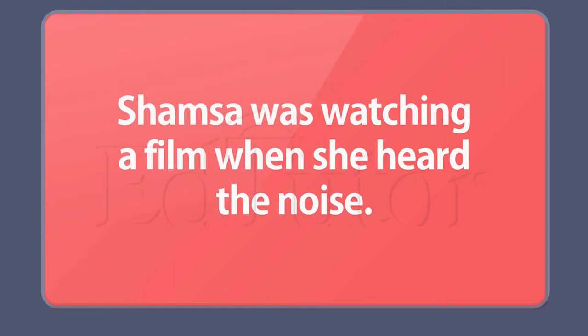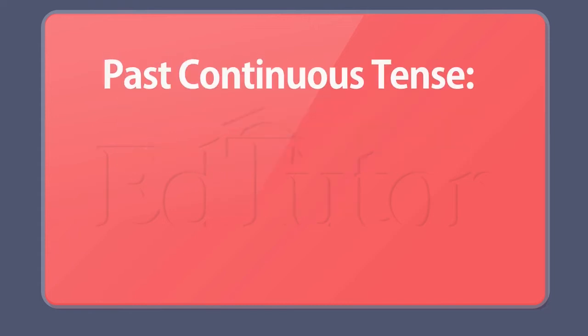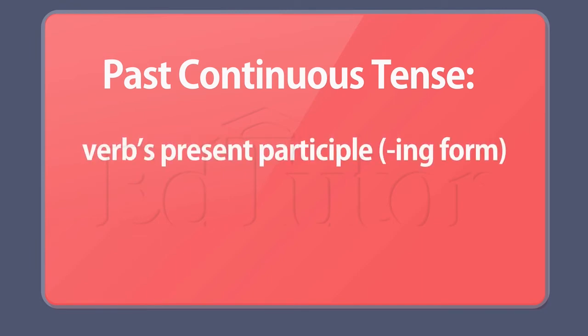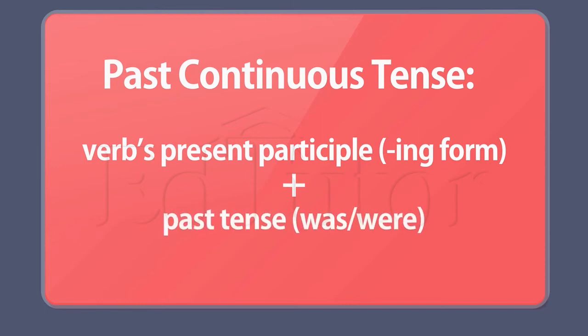To communicate about the past, we use the past continuous tense to show something that happened before or after another action in the past. Take a look at this example. Shamsa was watching a film when she heard the noise. The phrase was watching denotes an ongoing activity or situation that occurred in the past. The past continuous tense is made by combining the verb's present participle, that is, the ing form, with the past tense of to be, which is either was or were.